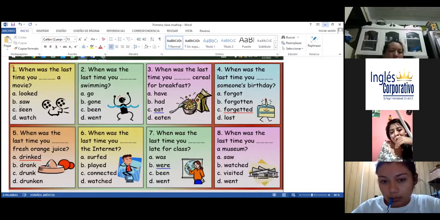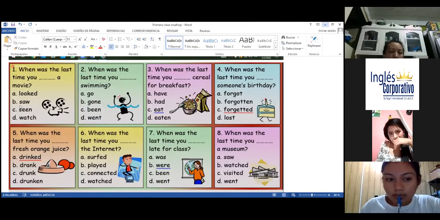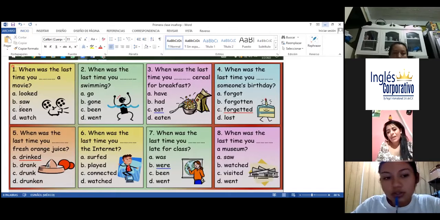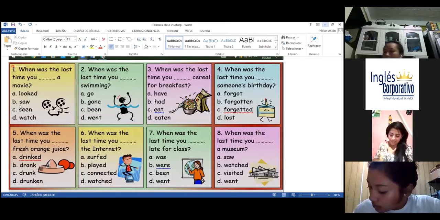Ah, o sea, ¿qué? Eating. Sería el 3, sería eating. The past of eat. It's eating. No, that is the past participle. When was the last time you ate? Ate. Or, acuérdense que para eat breakfast, podremos decir have breakfast también. Entonces, have. Entonces, en la primera no sería watch. No, sería saw. So. Exactly. Sería saw.